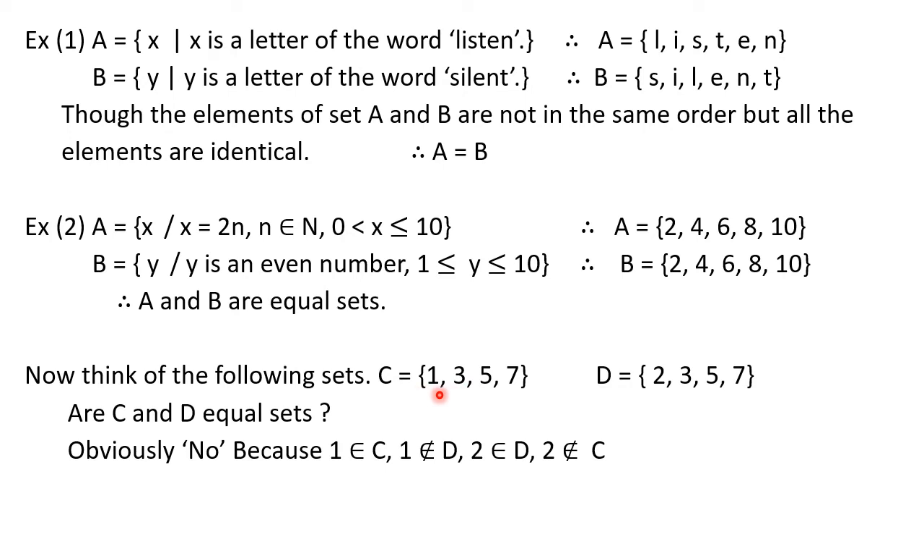Even though the number of elements are the same, you can see that certain elements are identical, but because of this 1 and 2, they are different. So here these two sets are not equal. Got it? So what we can say here is set C and set D, they are not equal because the elements differ, they are not identical. I hope you must have understood the concept of equal sets.